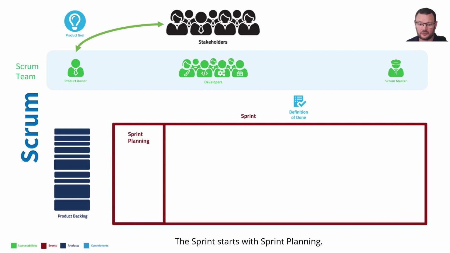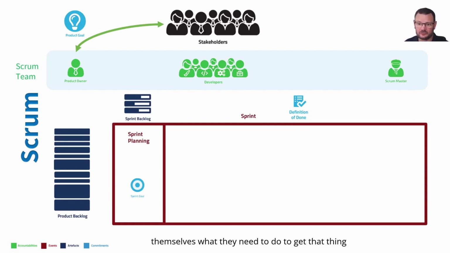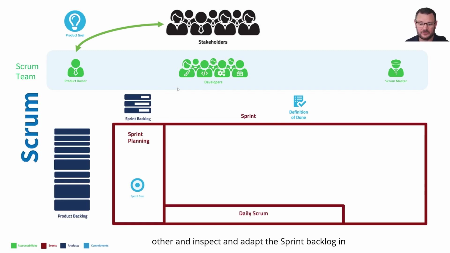The sprint starts with sprint planning. The whole Scrum team attends sprint planning and agree what's the most valuable thing they can do to get towards the product goal within the sprint. This becomes the sprint goal. They'll then take work from the product backlog and create a sprint backlog where the developers may add detail to tell themselves what they need to do to get that thing to the standard of done. Every day, the developers will connect with each other and inspect and adapt the sprint backlog in the daily Scrum.